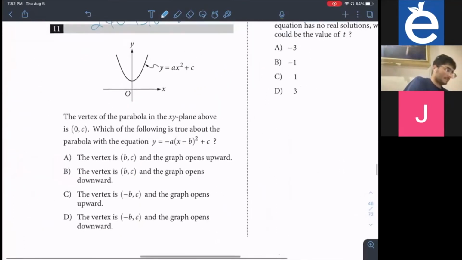Next question. The vertex of the parabola in the xy plane above is (0, c). Which of the following is true about the parabola with the equation y is equal to negative a times (x minus b) squared plus c?